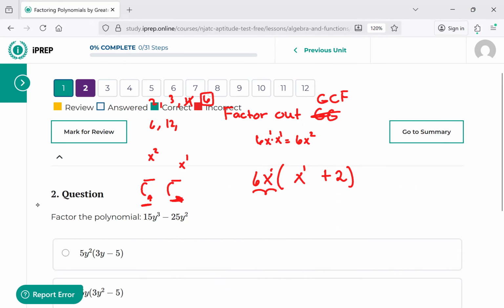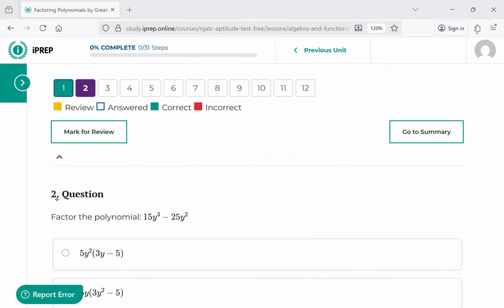Question two, factor the polynomial. We have 15y cubed minus 25y squared. Count how many terms you have. We have a total of two terms. 15y cubed is one term, and 25y squared is one term. Let's start with our letters, y's. We have a y cubed here and a y squared there. What is the largest amount of y's you can take out evenly? Y squared, right? Because you can't take out a y cubed, since this only has two y's.